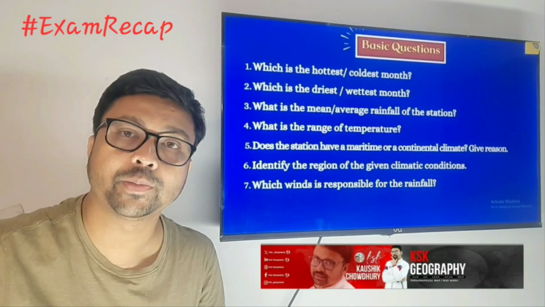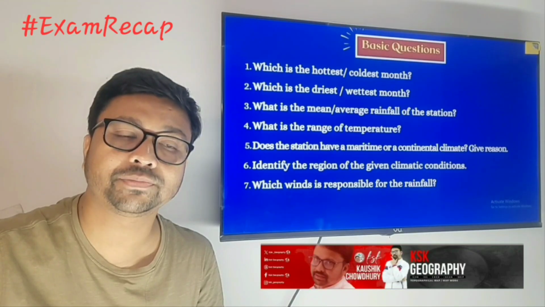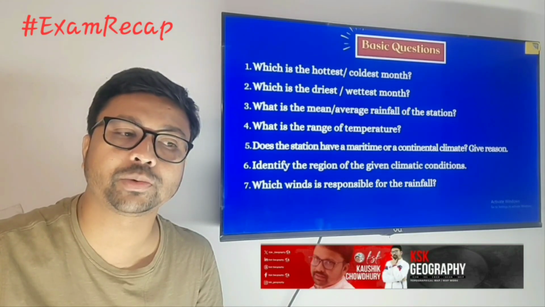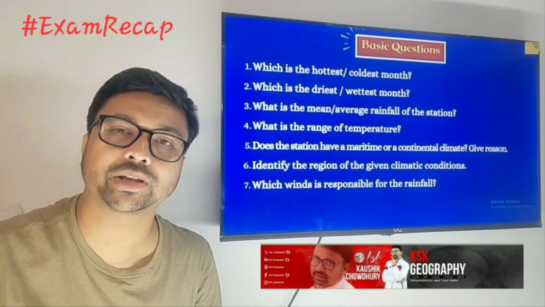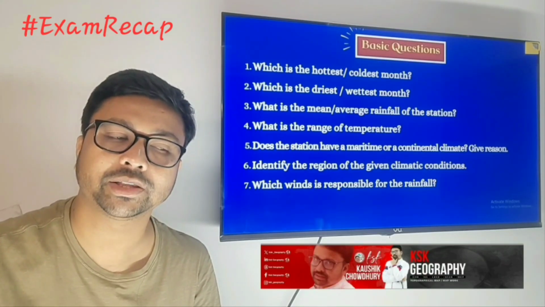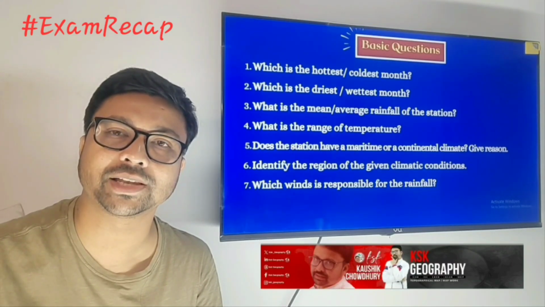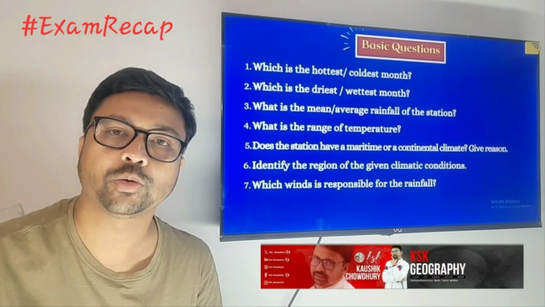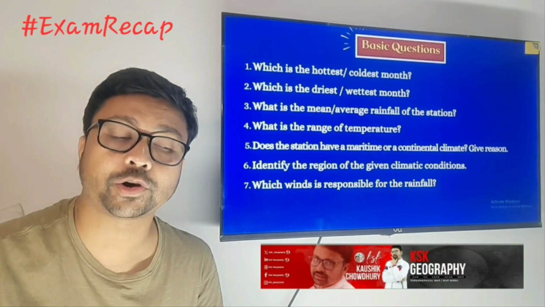Next, you need to focus on the numerical part, the climatic data related question. Here you can see a few specific questions are asked. The hottest and coldest month is very easy from the climatic data, where the high temperature will be there or where the low temperature will be there, in which month, that you need to mention. The driest and wettest month, that also you can get very easily as per the rainfall distribution, where the high rainfall is there and where the lowest rainfall is there.